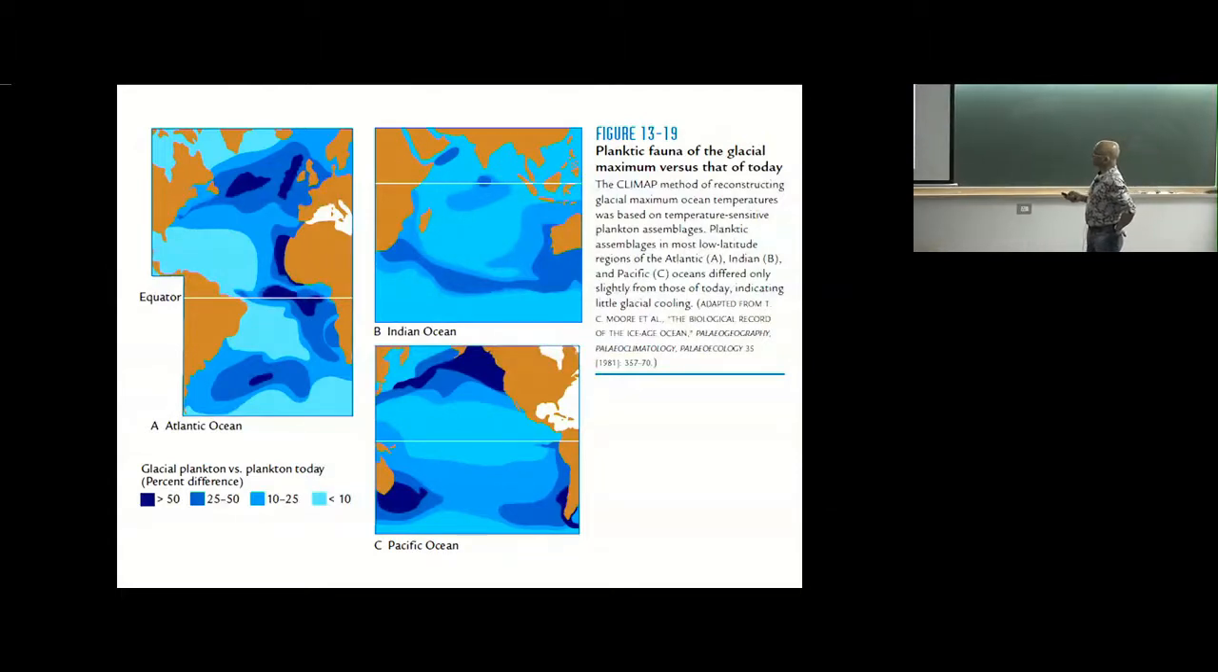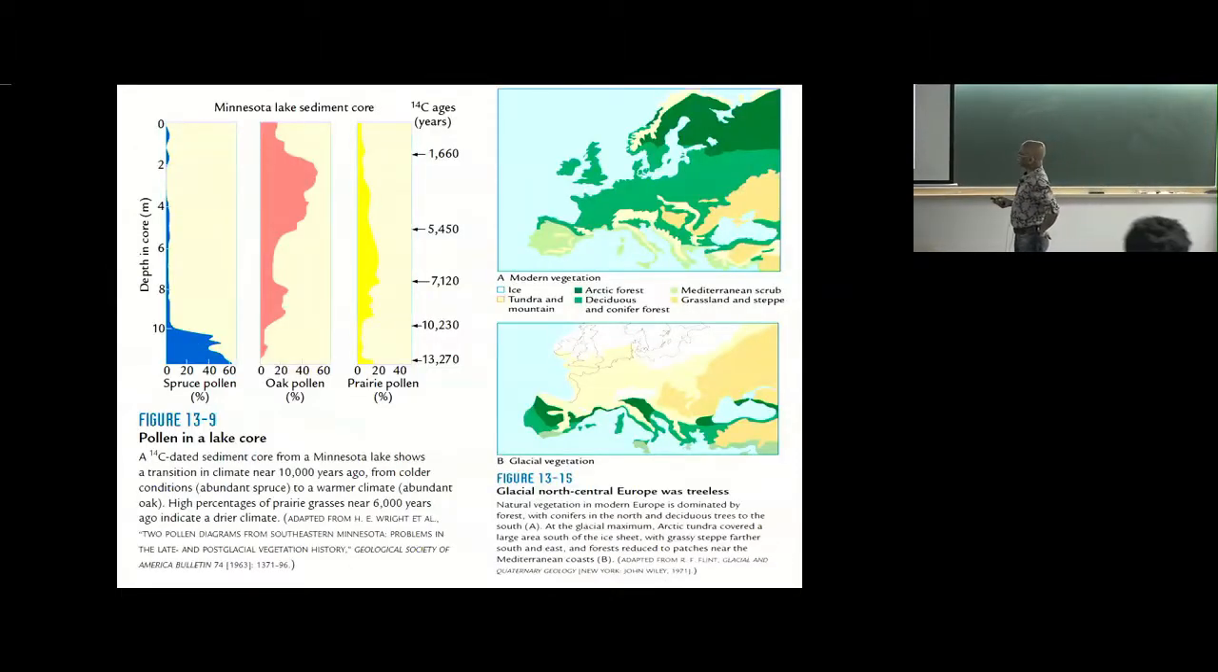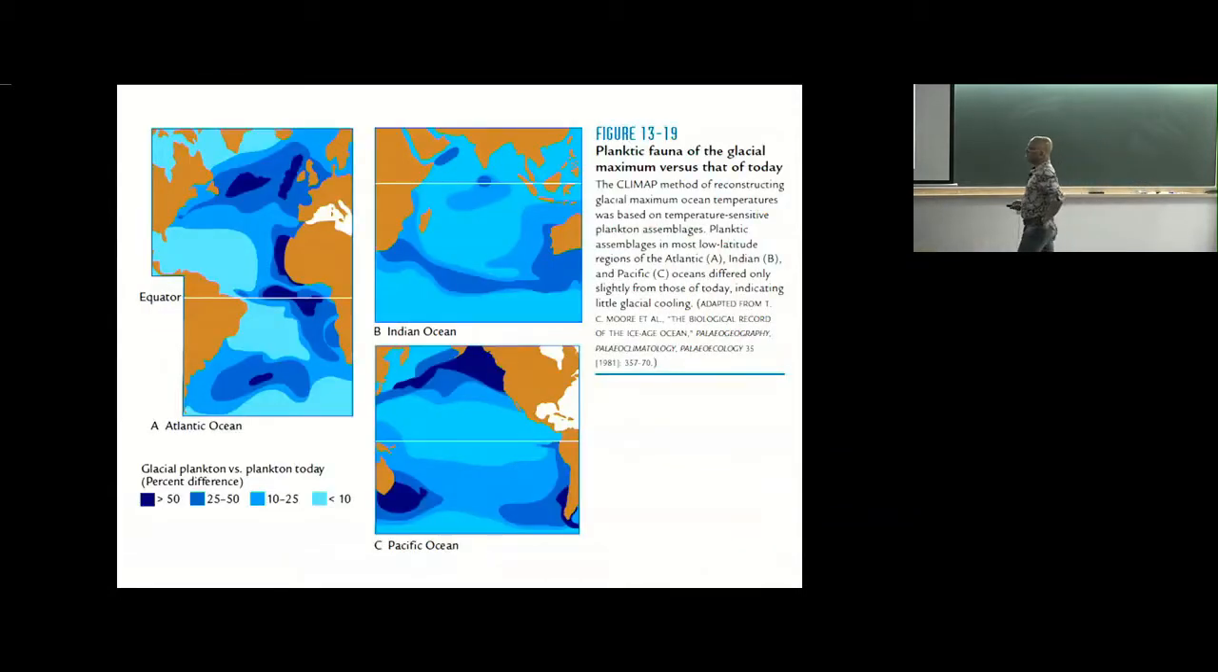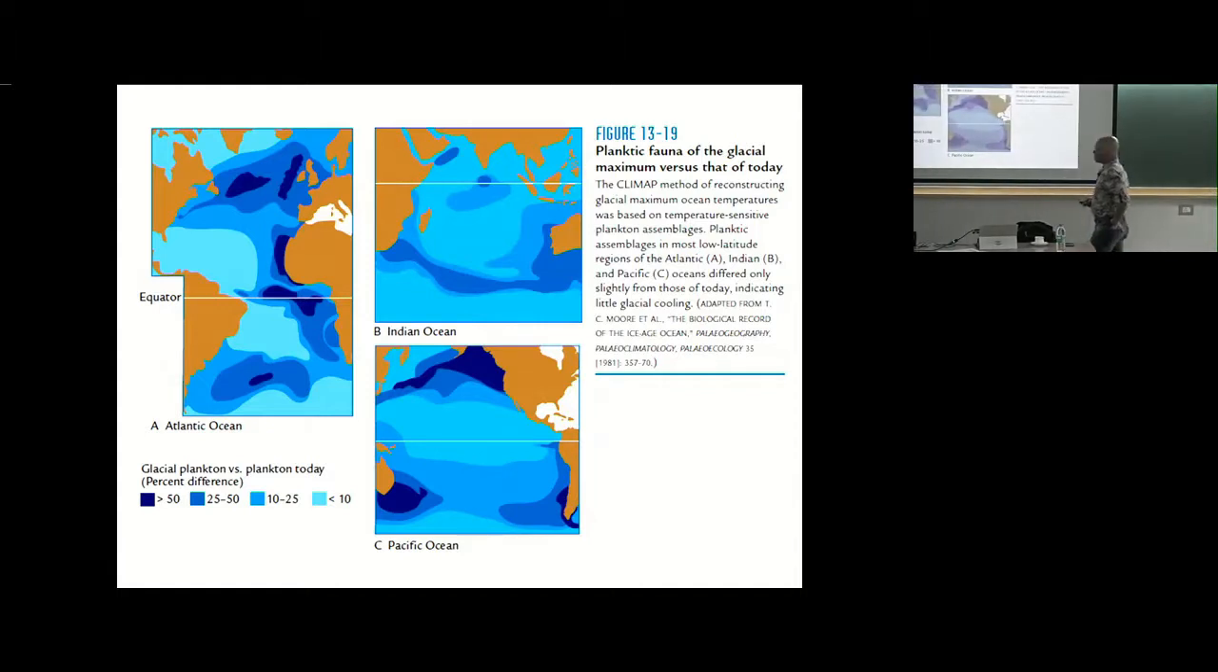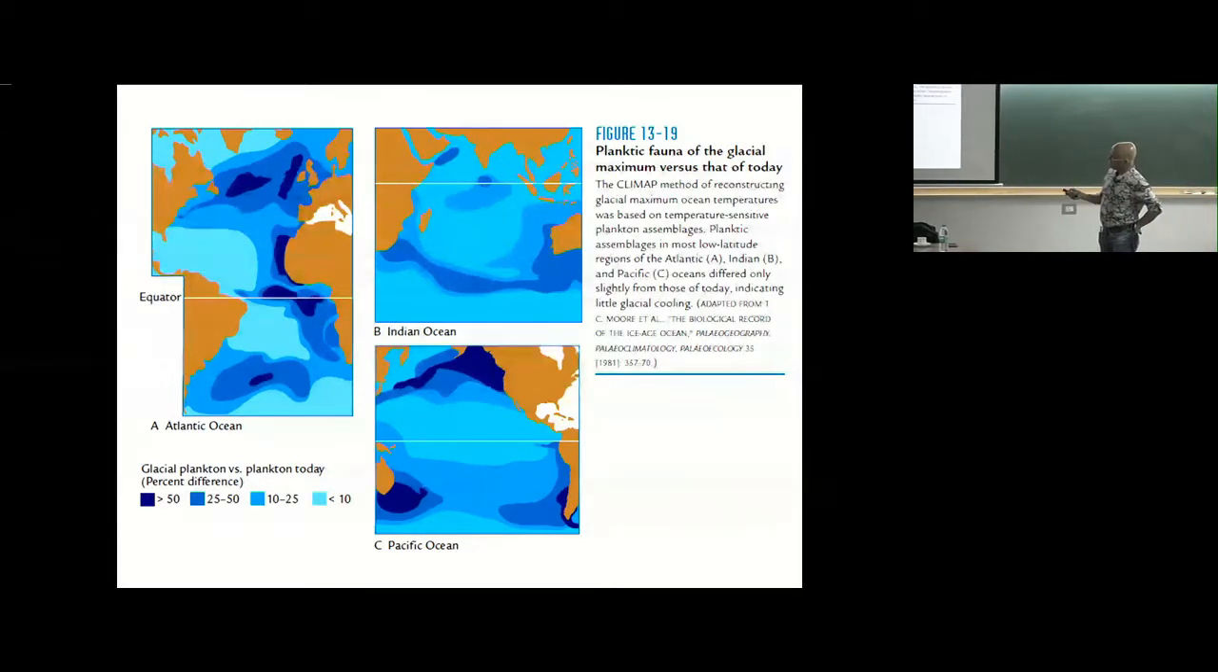So we looked at vegetation changes from a lake sediment core, reconstructions of vegetation extent pushed down to lower latitudes during glaciation, and now they've all moved back up. And we also mentioned planktonic species. As the glaciation happens, cold waters come further down, and you can see this entire ocean is much cooler.